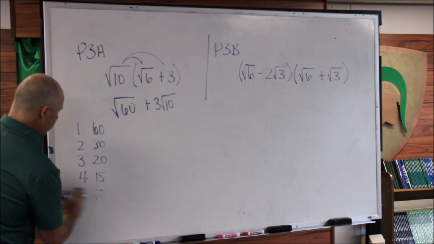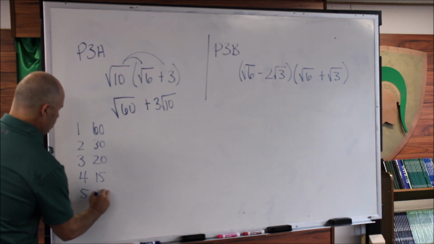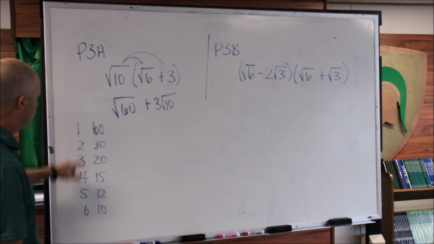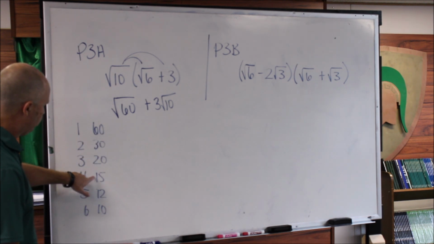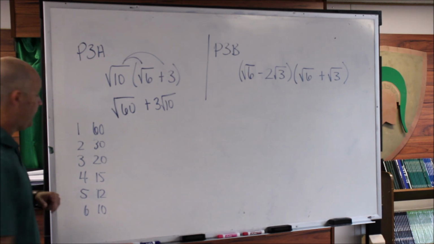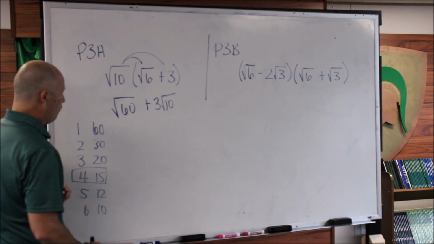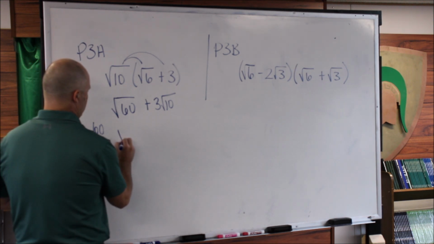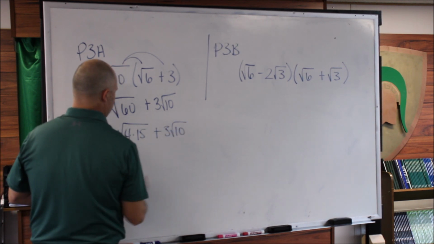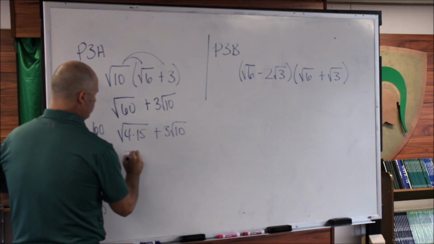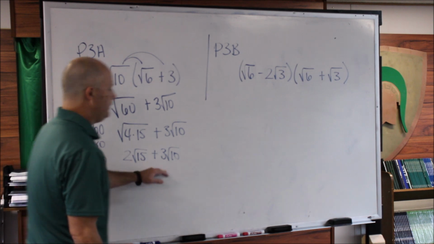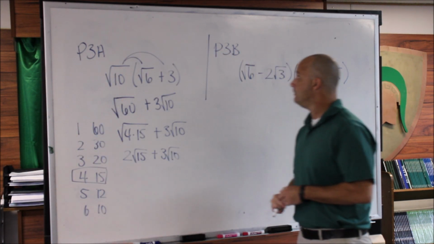Still got 5 and 12, and 6 and 10, 7, 8, and 9, we'll not go into 60. So 60, 30, 20, 15, 12, 10, 6, and 5 are not perfect square factors, but 4 is. So we can change this to the square root of 4 times 15 plus 3 square root of 10. Square root of 4 is 2, so 2 square root of 15 plus 3 square root of 10 will be your simplified answer on that problem.